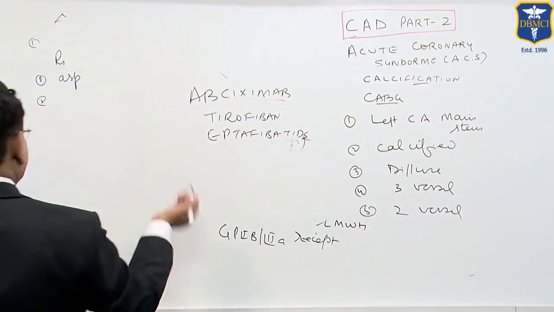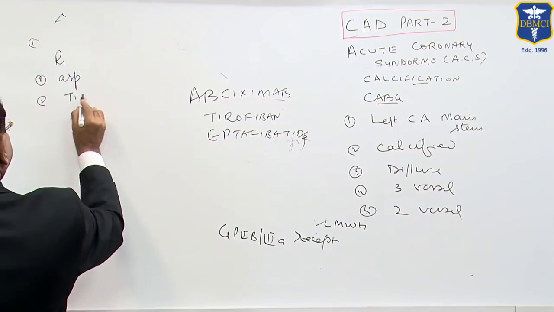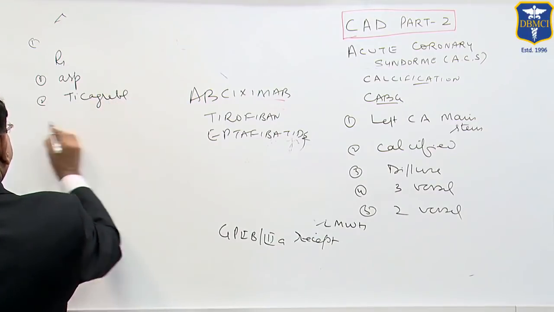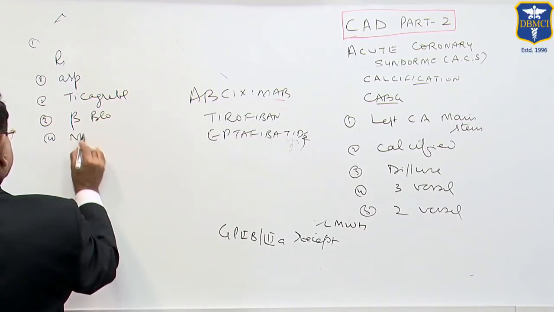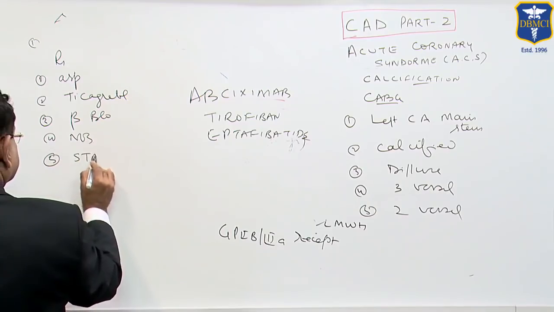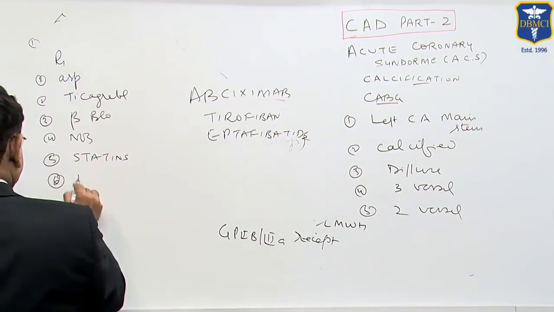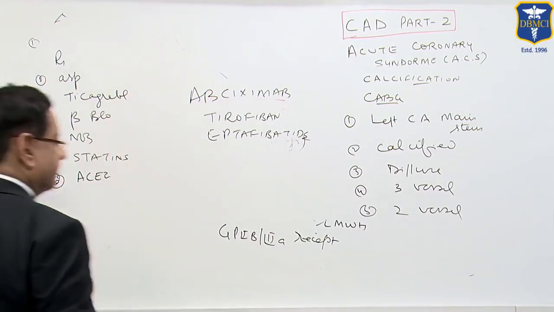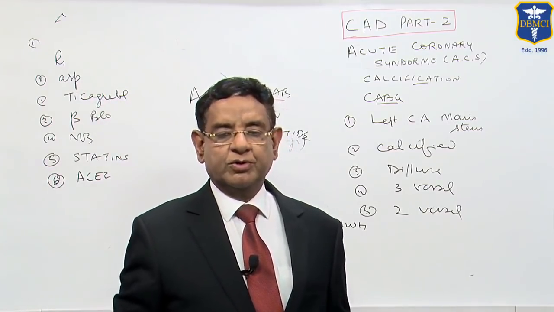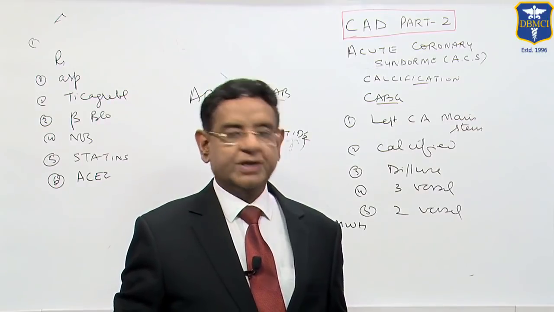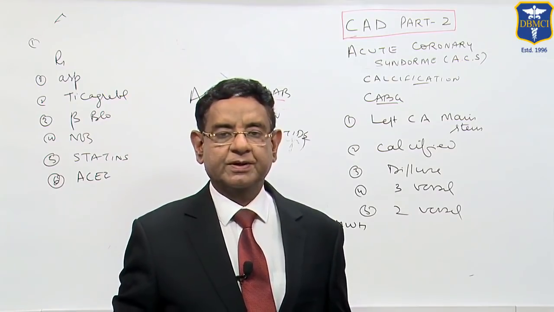So when the patient gets discharged, we use two antiplatelet drugs, beta blockers, nitrates, statins, and ACE inhibitors. Okay. This is how you are going to manage a case of acute coronary syndrome.